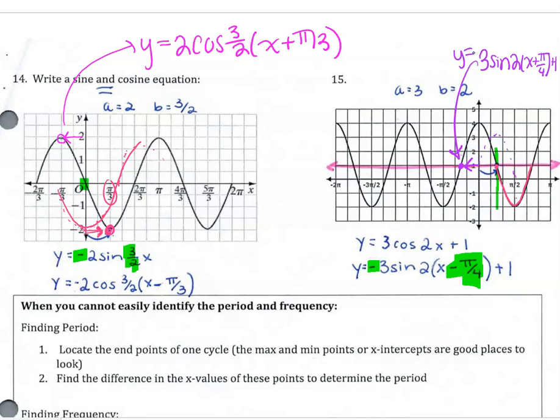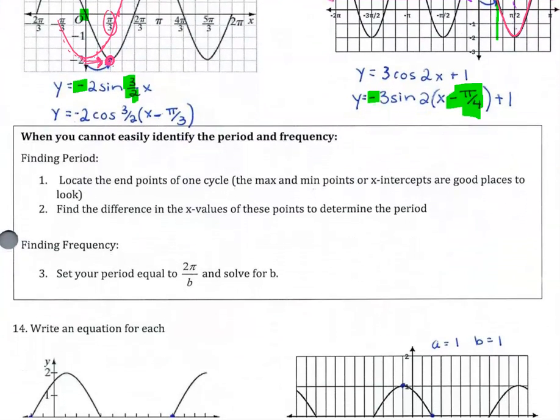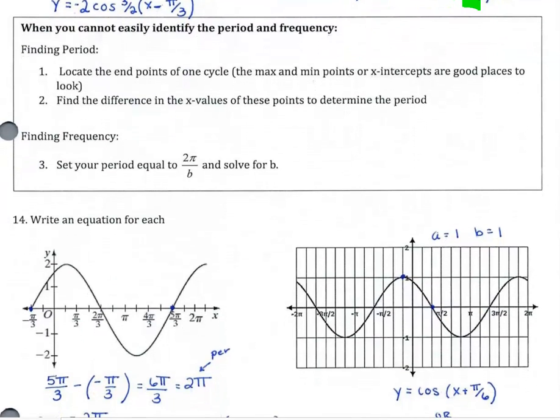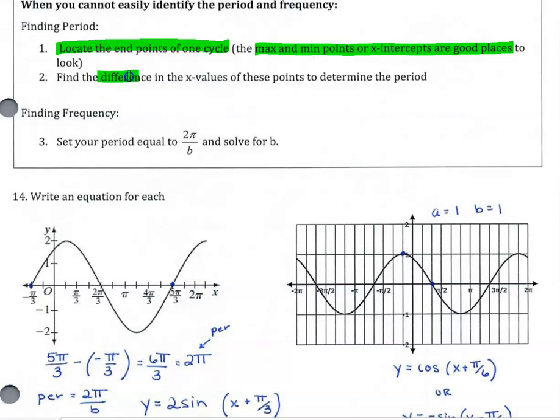So to recap, if you want to write it as a sine curve, pick a point on a midline. If you want to write it as a cosine curve, you pick a maximum or a minimum. And this is one of the trickier things to do. Now the last thing we got to talk about is what to do when you cannot easily identify the period and frequency. So in order to find the period, what you can do is locate the endpoints of one cycle. So max and min points or x-intercepts are good places to look. Find the difference in those x values and then determine the period. From there, we find the frequency by setting our period equal to 2 pi over b and then solving for b.